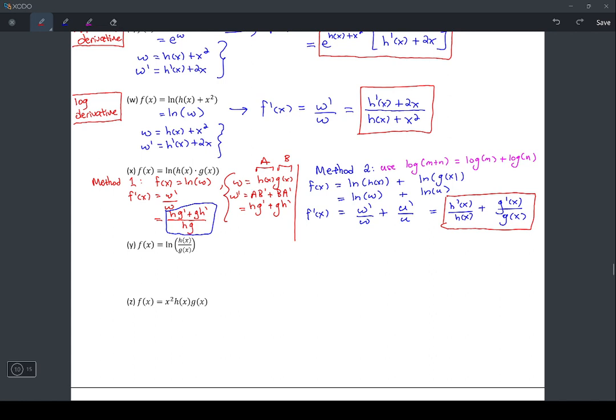Okay, method 1, which I'm not going to do for the next problem. Oh, never mind, I'll do it. Method 1, f of x is the ln of w. So f prime of x is w prime over w. Equals, I'm a liar. It equals a big mess. Method 2 is way better.